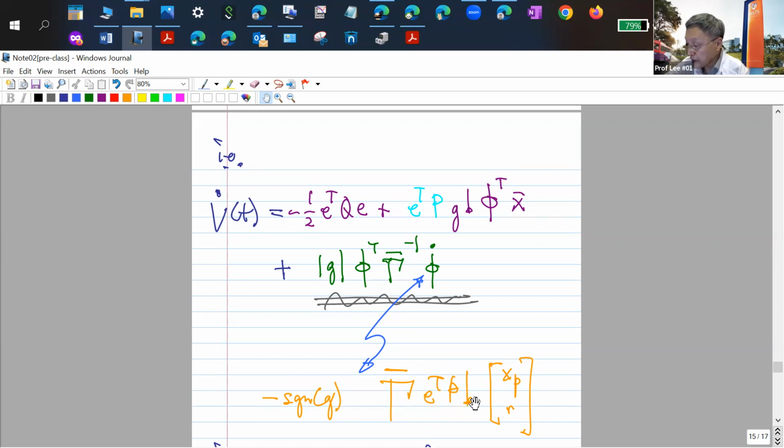Okay, E transpose PB is a scalar. You can double check. This is n by n, this is n by 1, this is 1 by n. This is a scalar. So a scalar, I can put it anywhere I want.